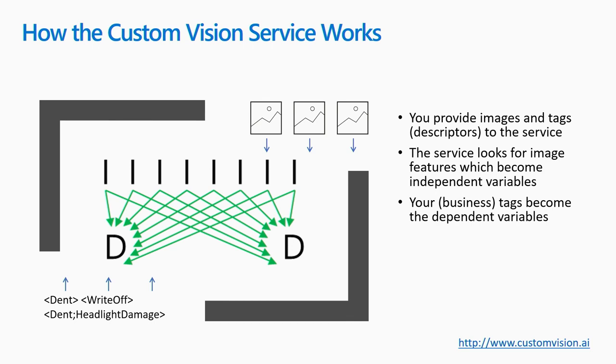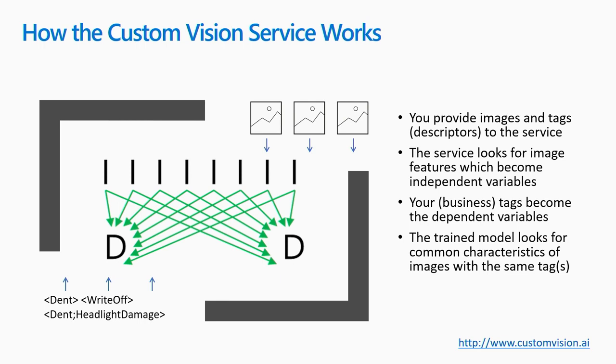You then train this custom vision model, and it will do what all good AI does. It will find the relationships between the independent variables, your image features, and the dependent variables, the descriptions or the tags that you've used. It knows what makes a dent, and what makes a total loss, based on nothing more than the visual features in the images themselves.